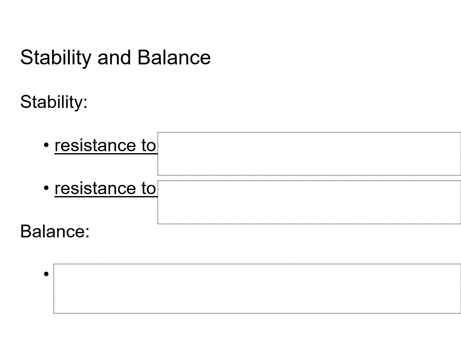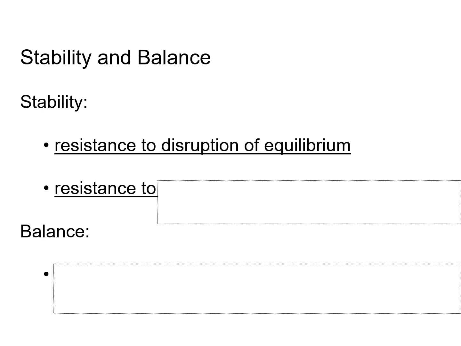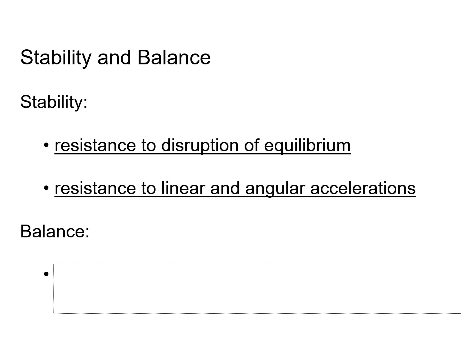So let's talk about stability and balance. Stability we're looking at as the resistance to the disruption of equilibrium. This is resistance to linear and angular accelerations. So once again, we're looking at our inertia and our moment of inertia. With stability, we're looking at being able to increase that linear inertia or the angular moment of inertia.